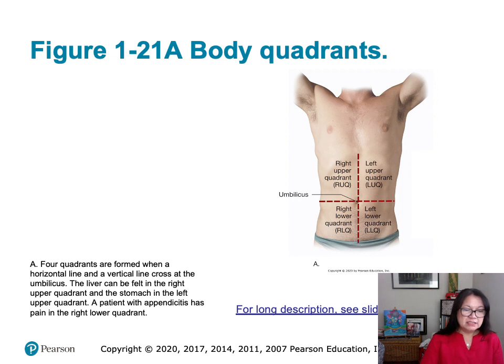Let's start with quadrants. As shown, the 4 quadrants of the abdominopelvic surface are the right upper quadrant, or RUQ, the left upper quadrant, or LUQ, the right lower quadrant, or RLQ, and the left lower quadrant, or LLQ. These quadrants are formed when a horizontal line and vertical line cross at the umbilicus. The liver can be felt in the upper right quadrant and the stomach in the left upper quadrant. A patient with appendicitis has pain in the right lower quadrant.